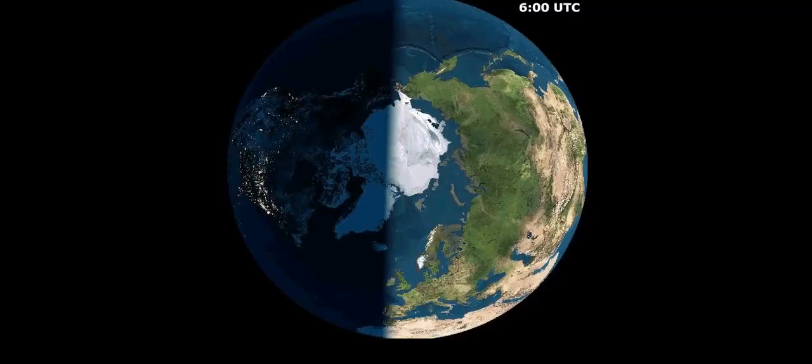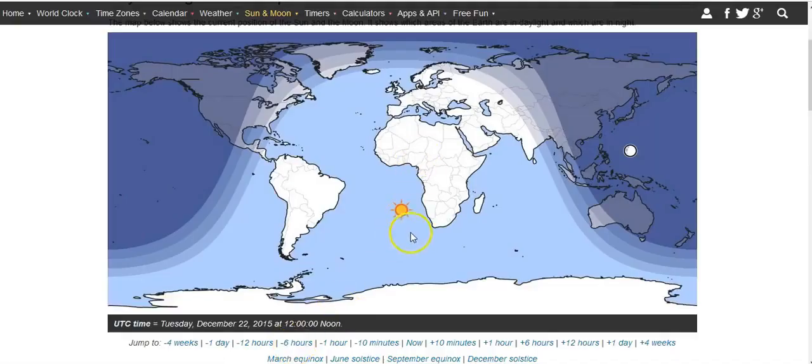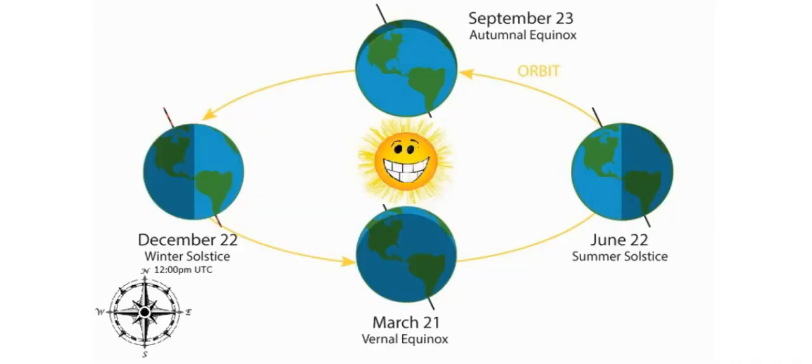So I want to take a look at 12 p.m. Universal Time, because that means the sun is directly in line with Africa, and it's always directly in line with Africa, like I've just shown. This day in particular I've got pulled up is December 22nd. December 22nd is the winter solstice. And as you can see, right here would be Africa, and it's in line with the sun, just as it should be. December 22nd during the winter solstice at 12 p.m. Universal Time, this is correct.